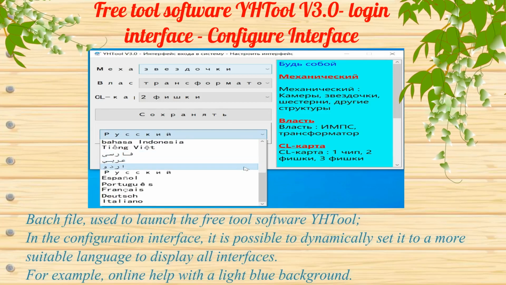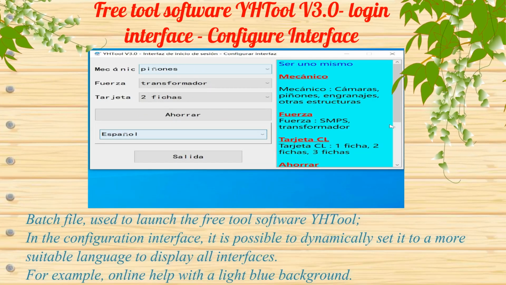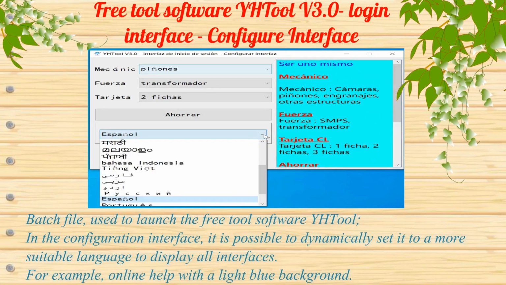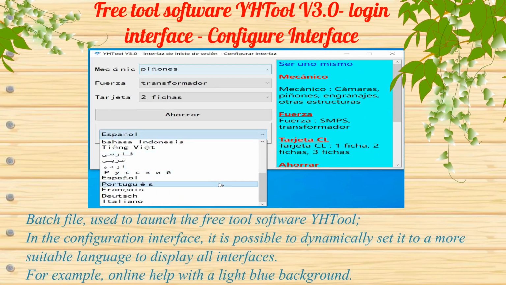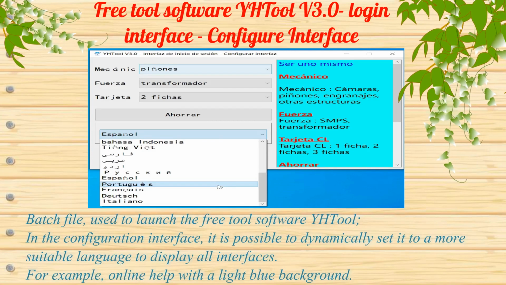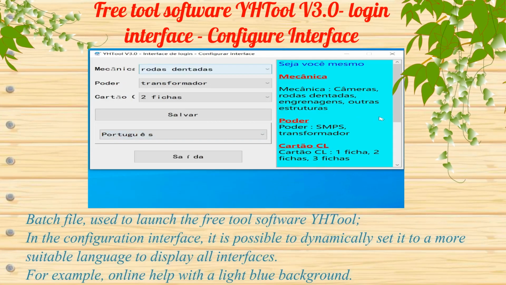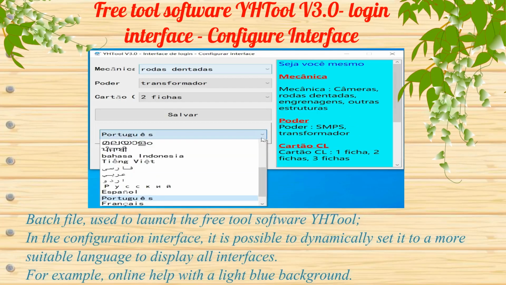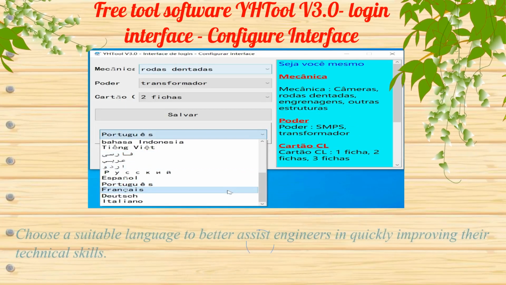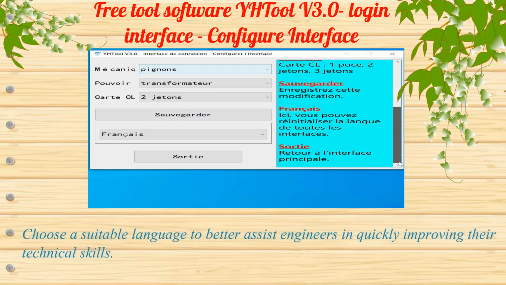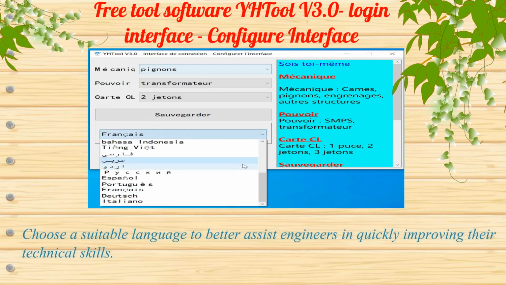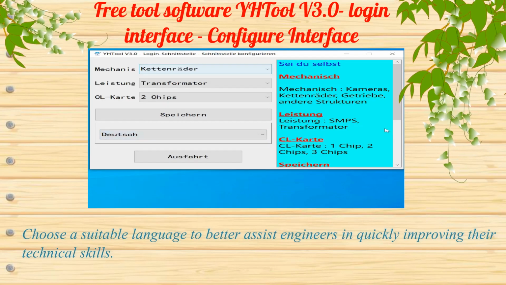Batch file, used to launch the free tool software YHTool. In the configuration interface, it is possible to dynamically set it to a more suitable language to display all interfaces. For example, online help with a light blue background. Choose a suitable language to better assist engineers in quickly improving their technical skills.